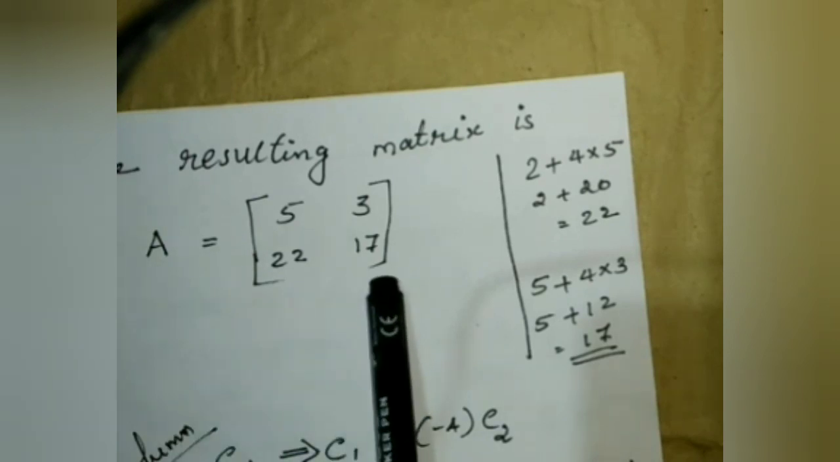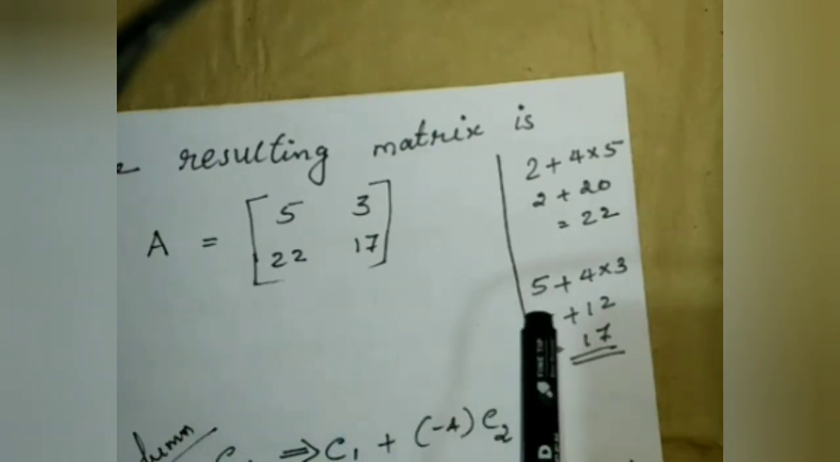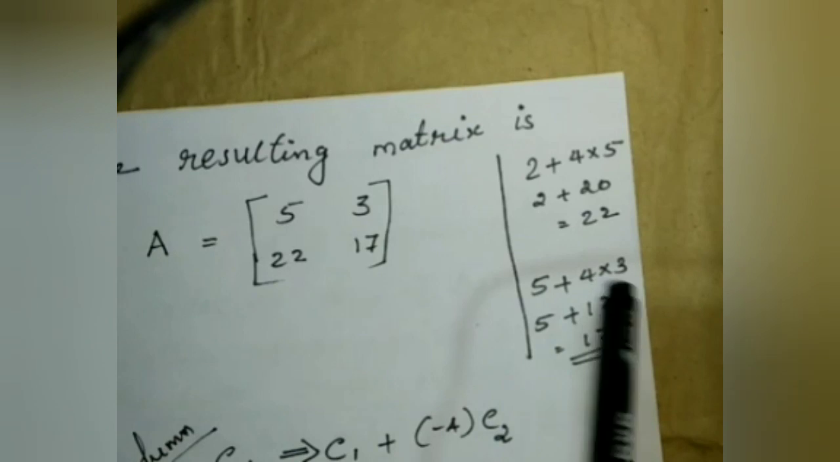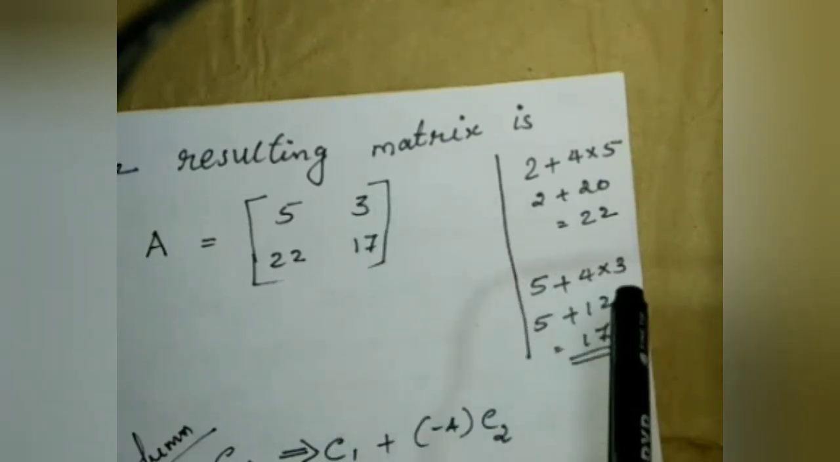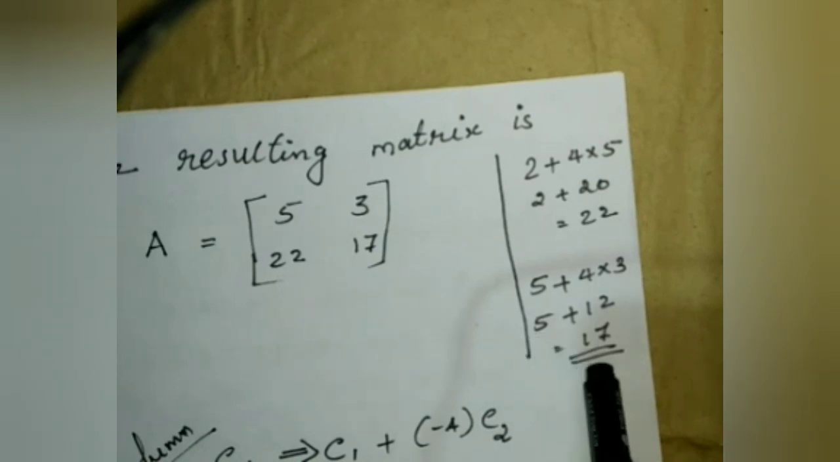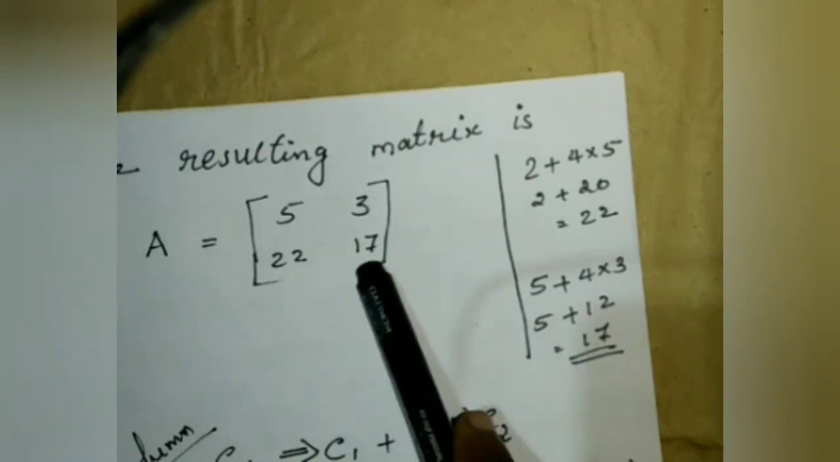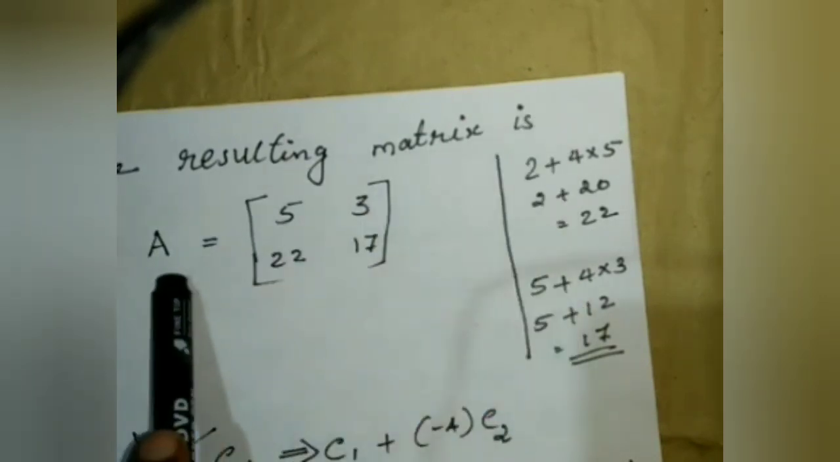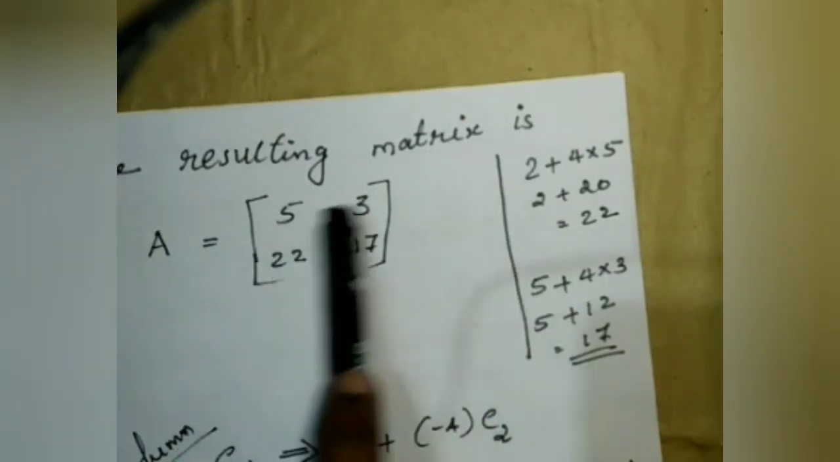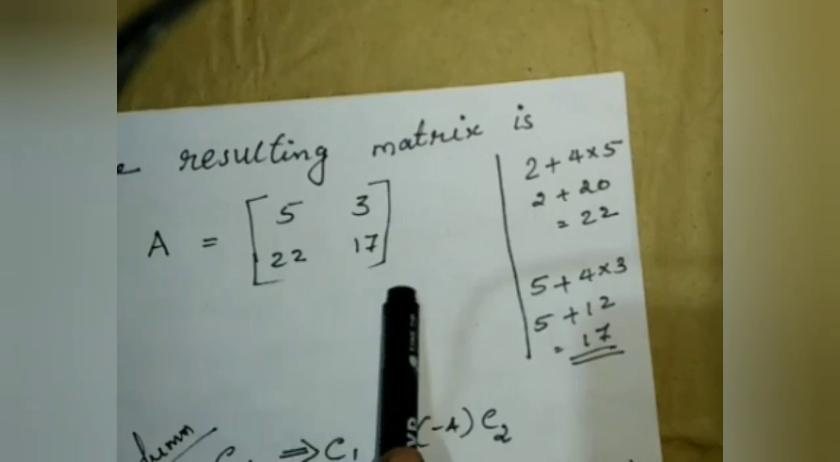That is the second row, first element is 22. And the second row, second element is 5 plus 4 into the first row's second element, which is 3. That is 4 into 3, 12, 12 plus 5 is 17. So the second element is 17. Therefore, the resulting matrix is A is equal to 5, 3, 22, 17.